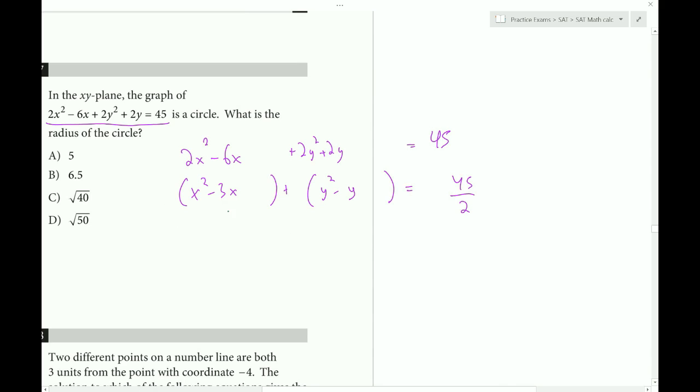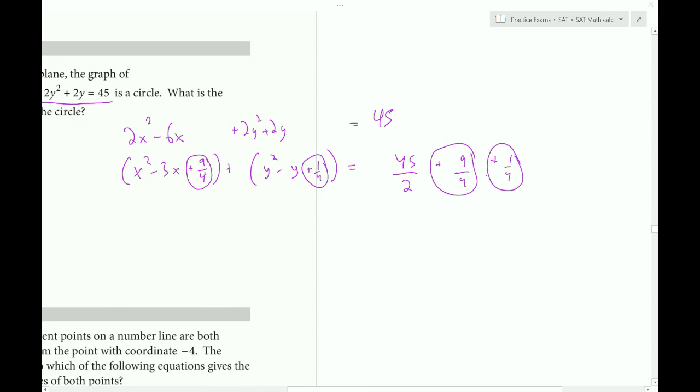So I half 3 and square it. Half of 3 is 3 halves. Square the top and bottom, you get 9/4. So we have to add that to both sides. So we add 9/4. And then half of 1 is 1/2. Square that, you get 1/4. Right? So we add a quarter to both sides as well.